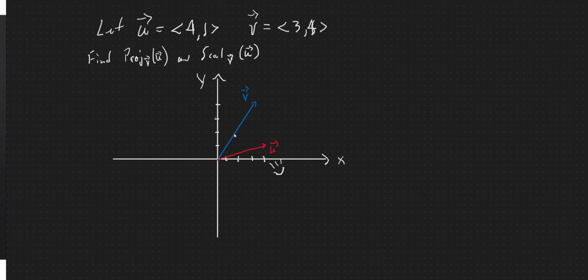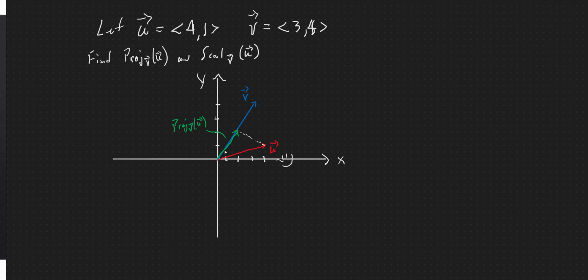What I'm going to get is a shadow. Maybe my light isn't exactly where I want it to be. I want it to be perpendicular to v. I shine my light perpendicular to v like this. And what that's going to do is cast a shadow of u onto the vector v. That's going to give me this projection, my orthogonal projection of u onto v, and then the magnitude of that is my scalar projection.